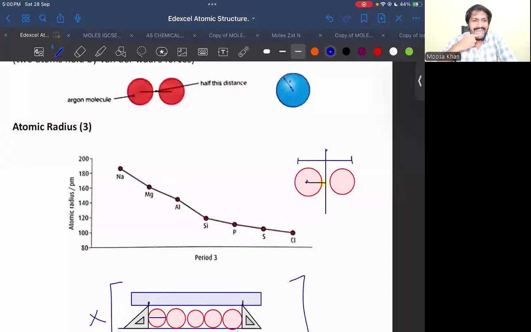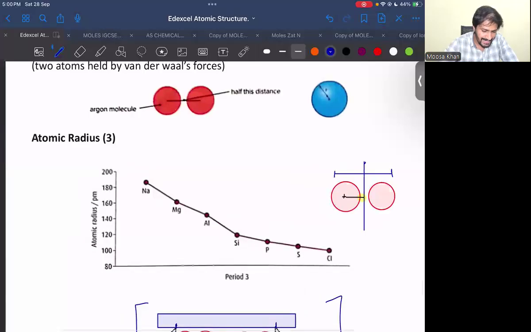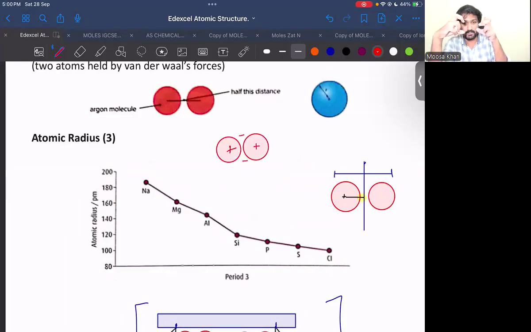No, there is no covalent bond in metals, but there is an overlap. Why is there an overlap? Because if you recall, sodium, magnesium and aluminum have metallic bonding. And how does metallic bonding happen? We say that metal positive ions are surrounded by a sea of delocalized electrons. So when these metal positive ions are closer to each other, what happens? There is a partial overlap between their orbitals.